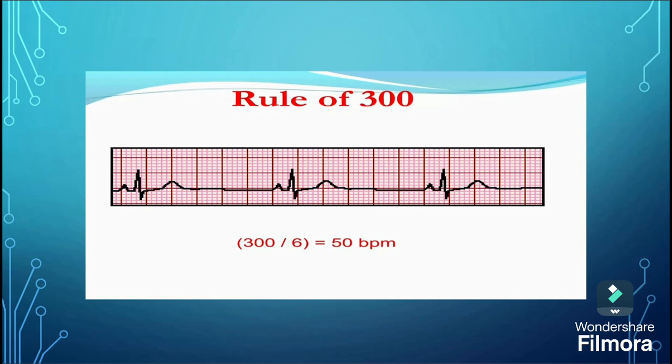So I will repeat the rule of 300. You have to take two QRS complexes and you have to count large squares in between two QRS complexes, and you have to divide 300 by that number. So 300 divided by 6 is equal to 50 beats per minute.